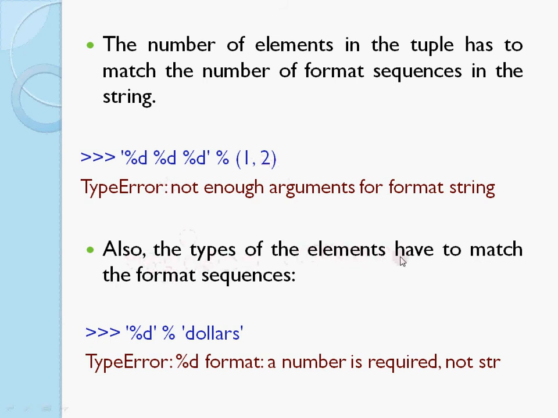Also, the types of the elements have to match the format sequences. Here, in this example, we have given a format sequence as an integer, that is %d, whereas the format information takes a string. So it is a type mismatch error. So this is also an error. Here a number is required, whereas we are giving a string. So this is again an error. This is about the input-output statements and output formatting in Python.